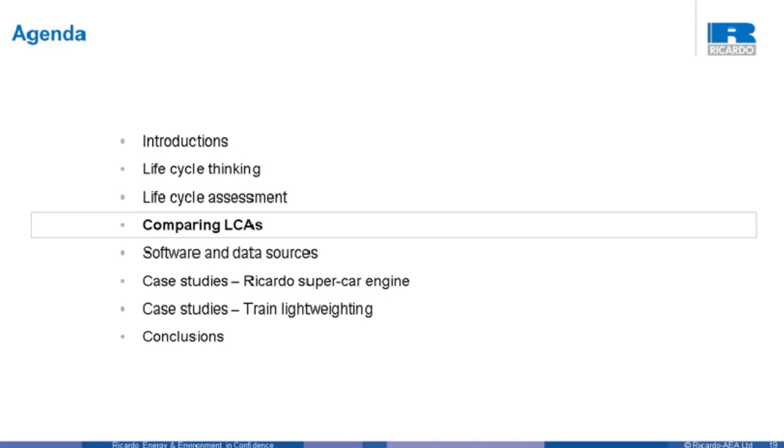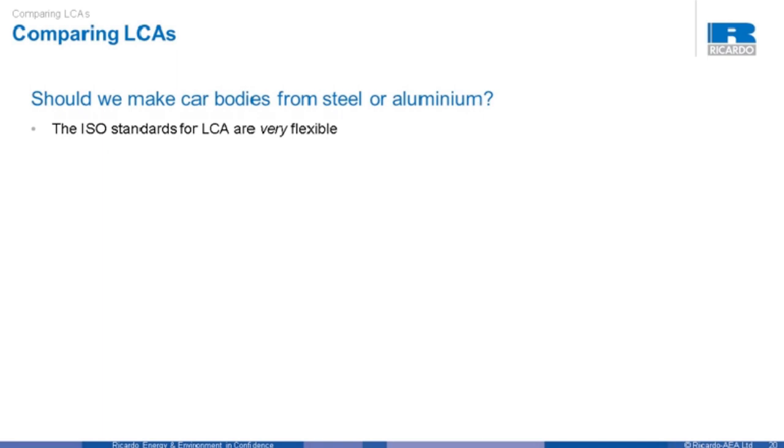Once we've got our results, the next step that many people want to take is to compare their life cycle assessment. We need to be quite careful when we compare life cycle assessments. Let's imagine we are looking at car bodies and whether to make them from steel or aluminium. The ISO standards for life cycle assessment are very flexible about the system boundary and other parameters that define a study. This can make comparing life cycle assessments of different products difficult or even impossible.